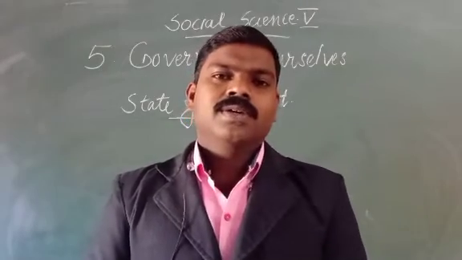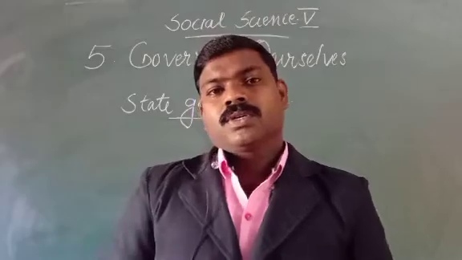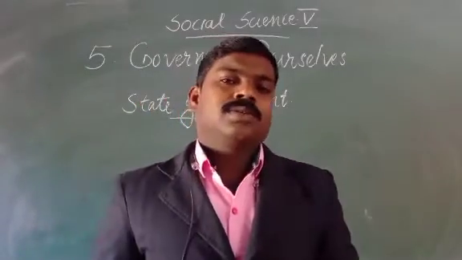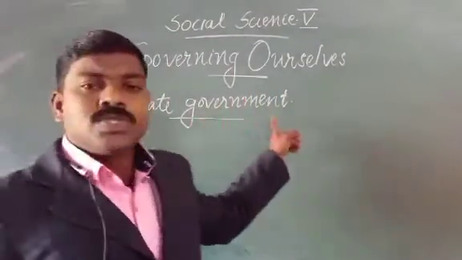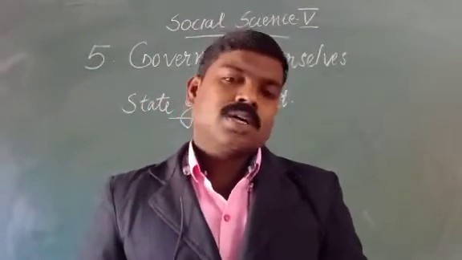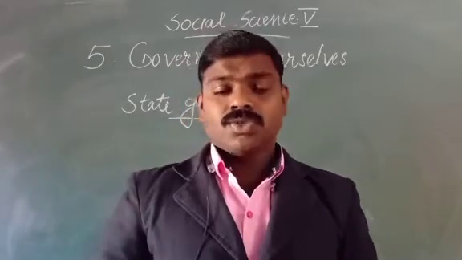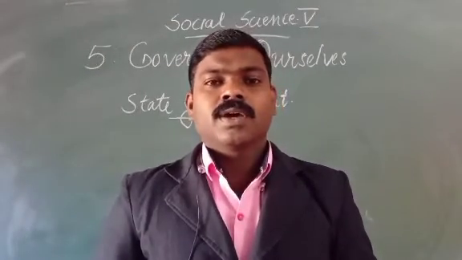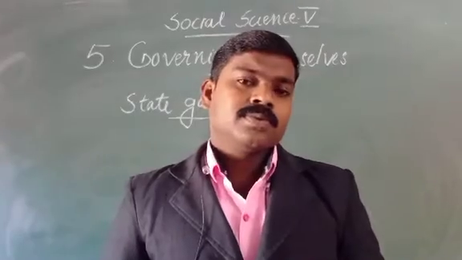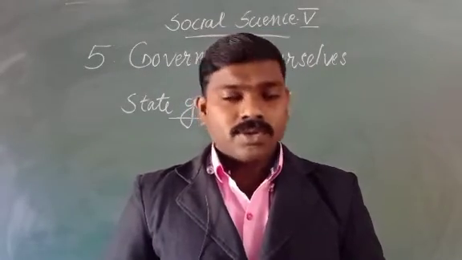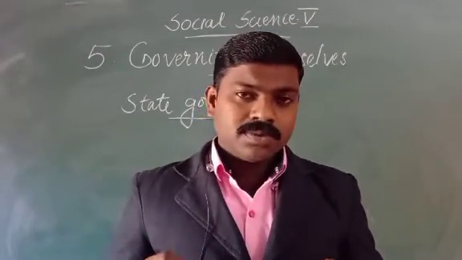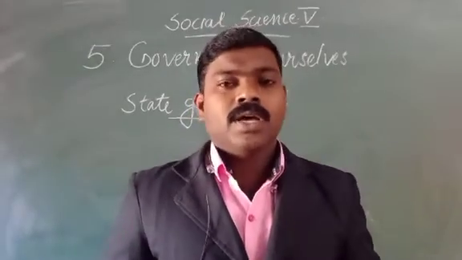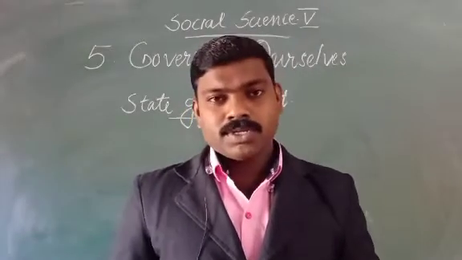Today we are going to discuss in chapter 5, Governing Ourselves, the last part of the chapter: state government, formation of a state government. We know that India is divided into many states and union territories, and each and every state has its own government also. We know that we have government at a central level, that is union government, and government at a state level, state government.